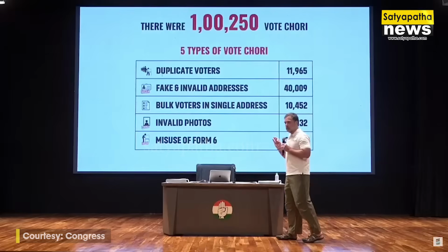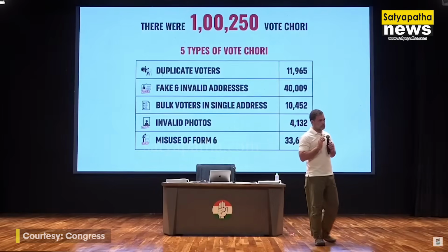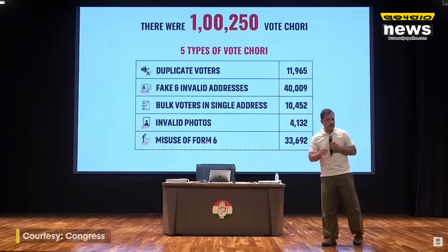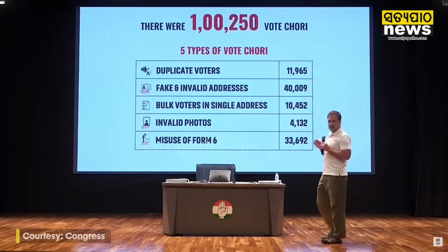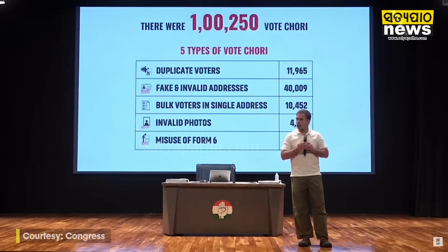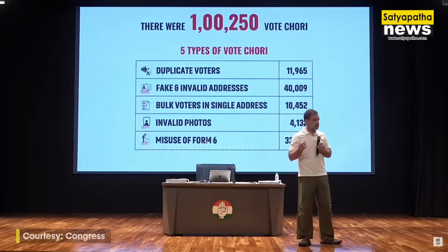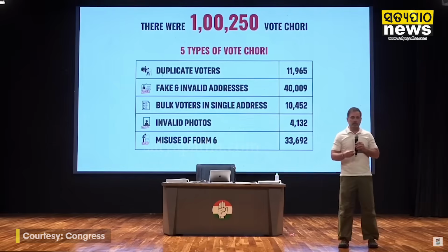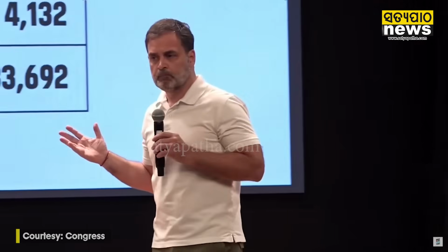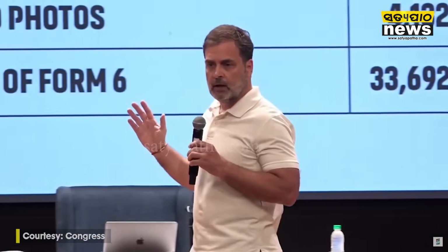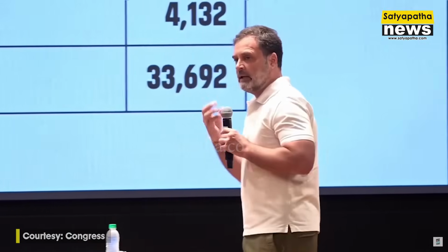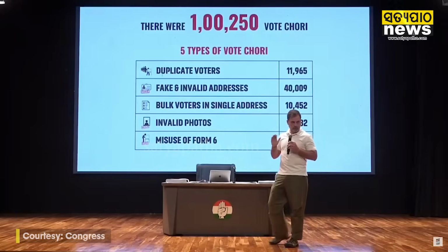The first way, duplicate voters: one voter appearing multiple times on the voter list. Fake and invalid addresses: voters who didn't have addresses or were just fake addresses. Bulk voters in a single address: one building, 50 people, 60 people, a one bedroom house, but we go there, no 50 people living there. No record of those people ever having lived there. One family living in that house. Invalid photos: photos which you simply cannot see, or no photos existing of theirs on the polling list.